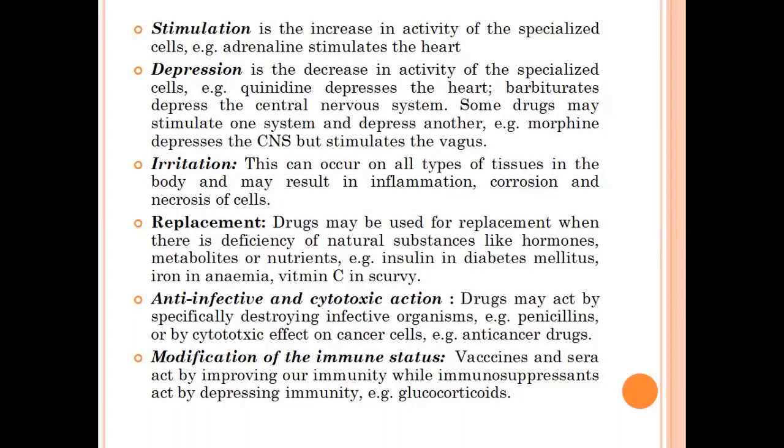Next, replacement. Drugs may be used for replacement when there is deficiency of natural substances like hormones, metabolites, or nutrients. The example is insulin in diabetes mellitus, iron in anemia, and vitamin C in scurvy. So, anytime when the natural hormones or enzymes and nutrients are decreased in our body, drugs can be given to replace these substances.